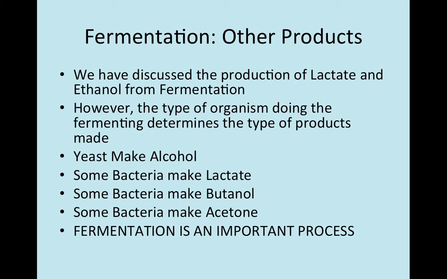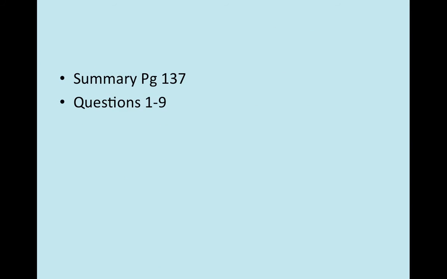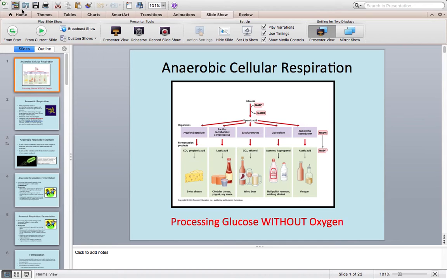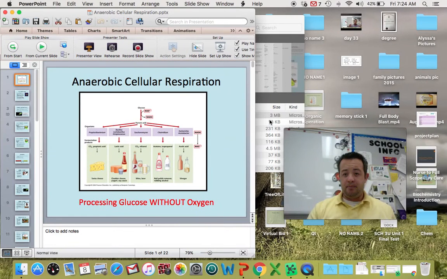So we can ferment some other products too. We only talked about the fermentation of alcohol and lactic acid, but you can ferment butanol, acetone, and a number of other products. And then I had my kids go through the production of ethanol fuel. All right, so that's an overview of anaerobic respiration.